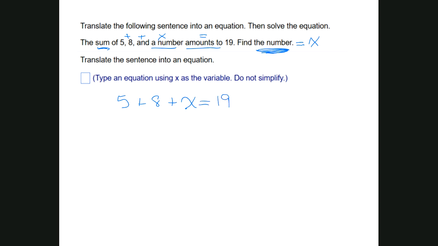So this is the equation we would add into MyMathLab, just like that. Do not add the 5 plus the 8 because the instructions clarify. It says do not simplify. That means do not do order of operations.